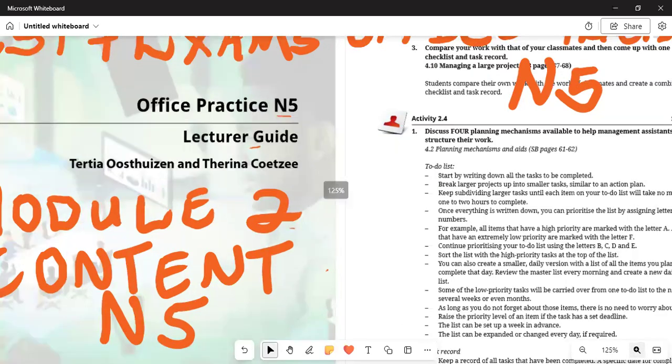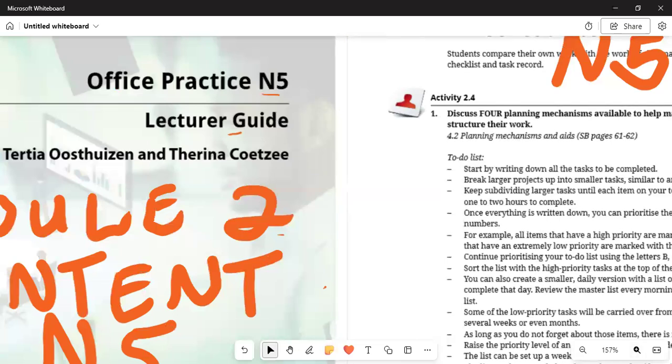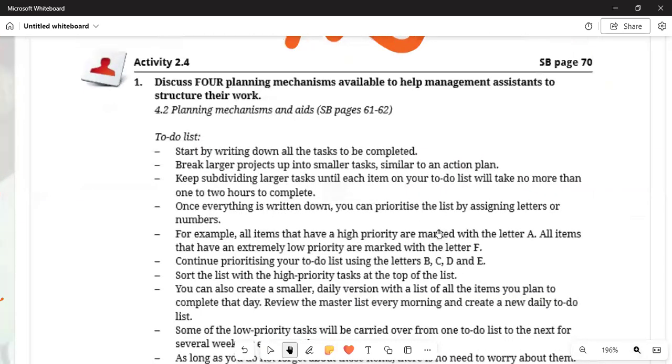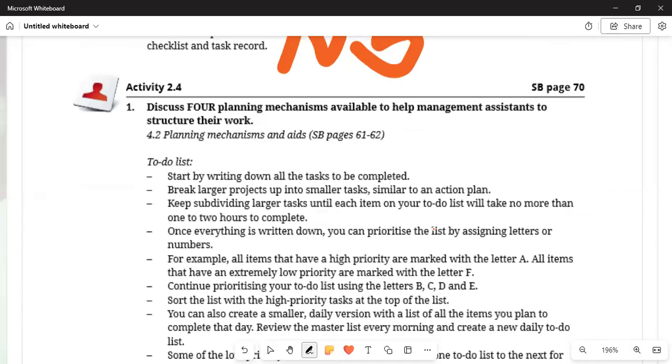Without wasting any time, N5, I want you to listen. This is easy stuff. You have to get a distinction at the end of the day. A question would arise from a question paper, and it would state: discuss 4 planning mechanisms available to help the management assistant or the secretary to structure their work. So we mean that there are aids and supporting elements which will make it easier for the management assistant to plan in terms of the mechanism.